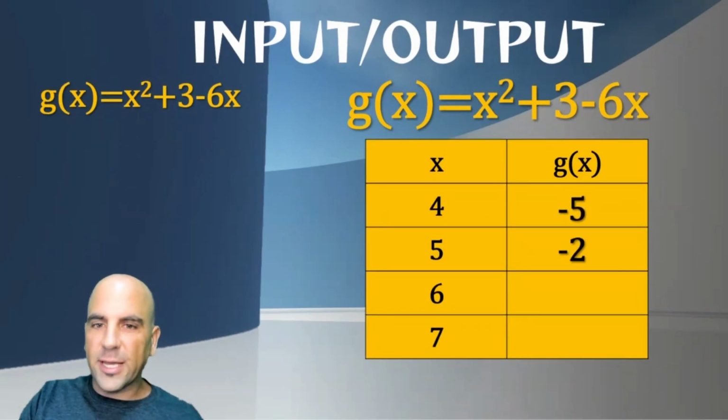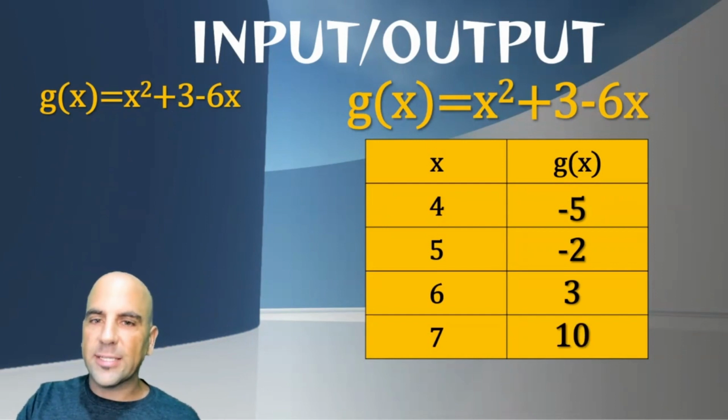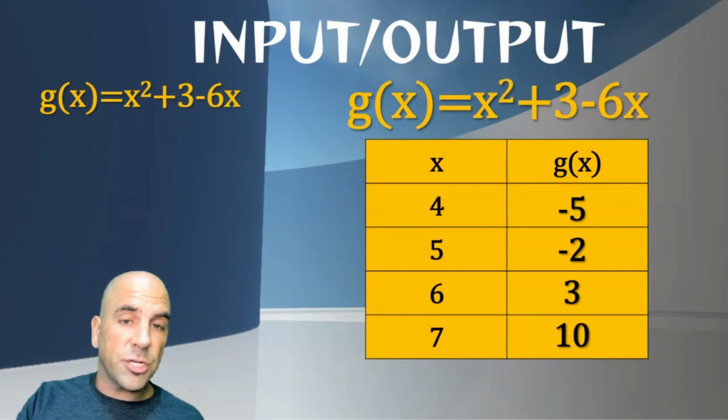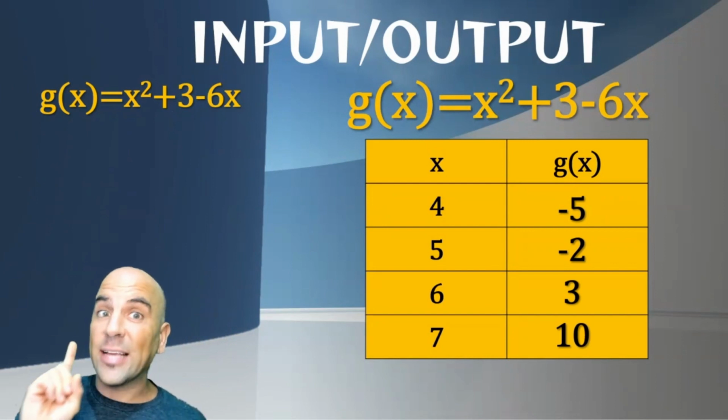Okay, 5 gets plugged in and it's negative 2. 6 gets plugged in, it's 3. 7 gets plugged in, it's 10. You'll notice how the values change here. That, everyone, is a quadratic function, and you're going to graph that as a parabola.